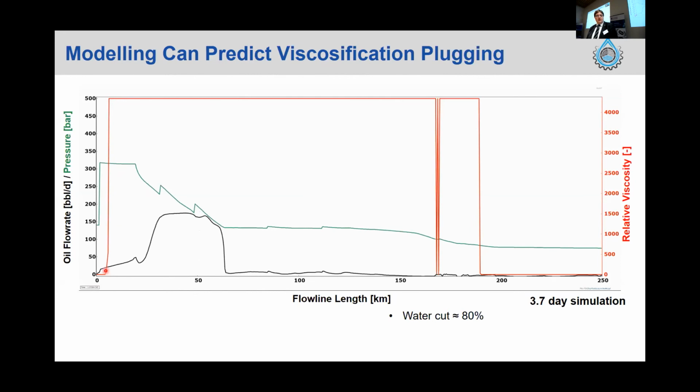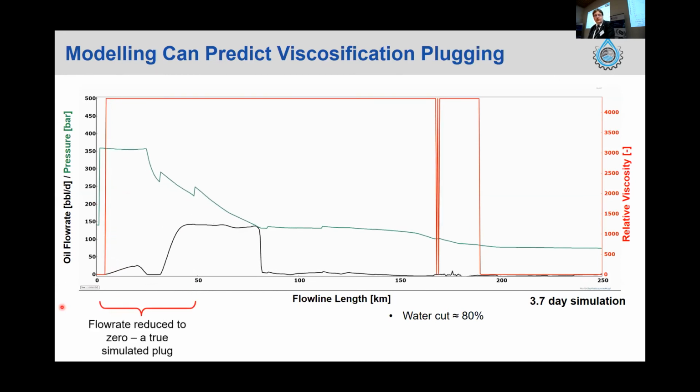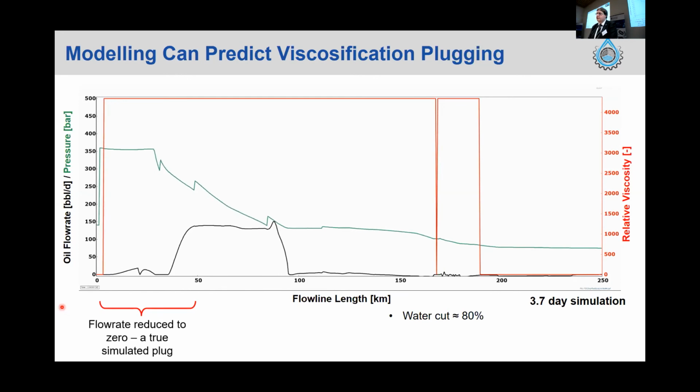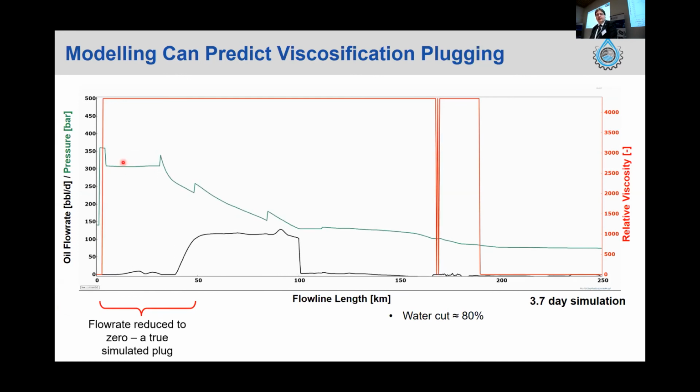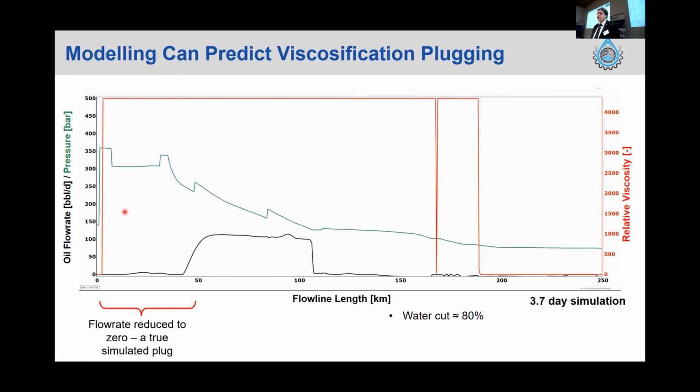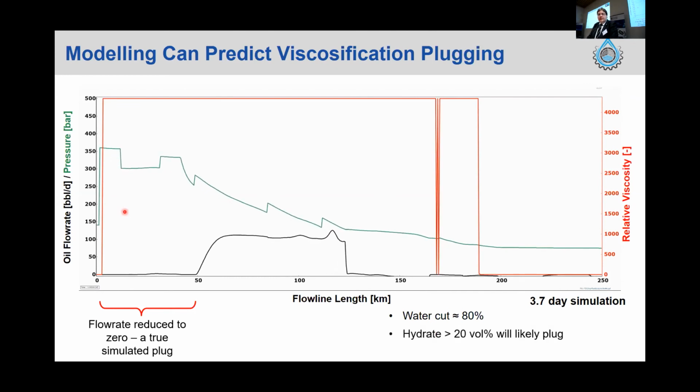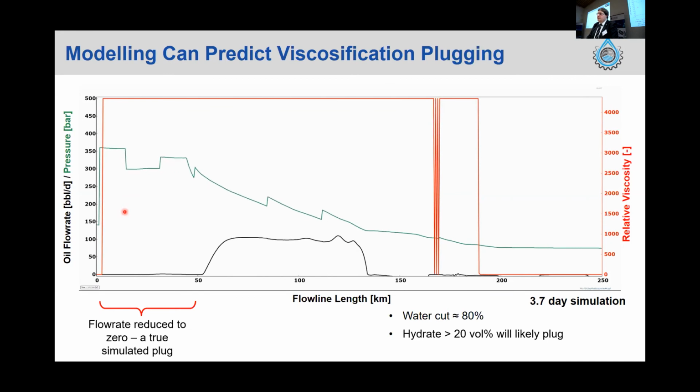And you can see that our oil flow rate here is quite low. And in fact, as the simulation goes on, you wind up seeing that it reduces to 0. And the associated pressure signal with that is just flat pressure. There is no driving force for our flow. And what we typically see is that if we get about 20% hydrate within the system, this is what happens.